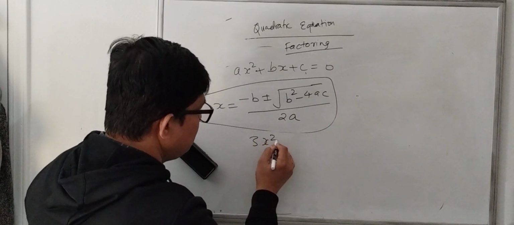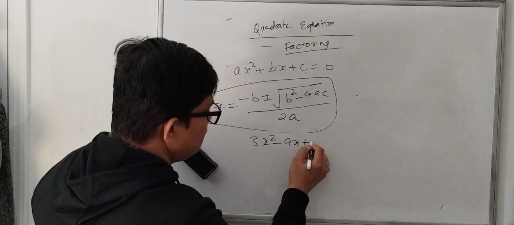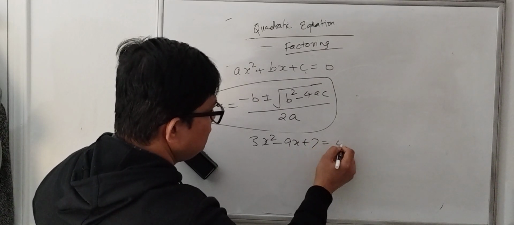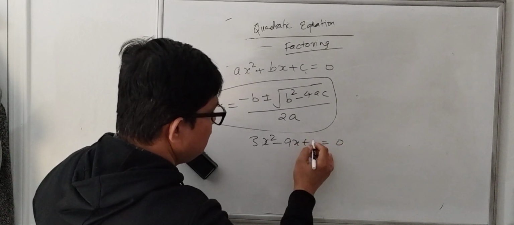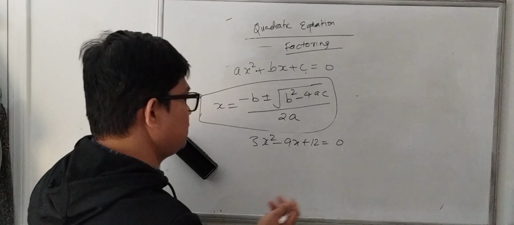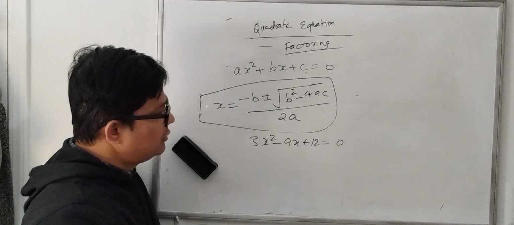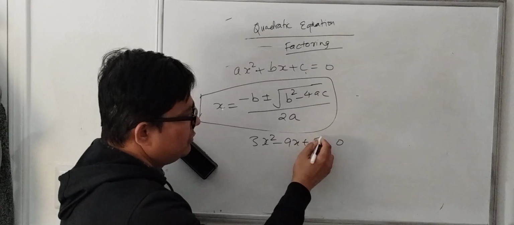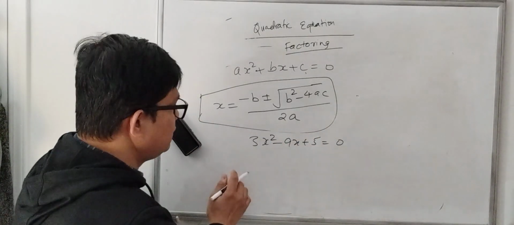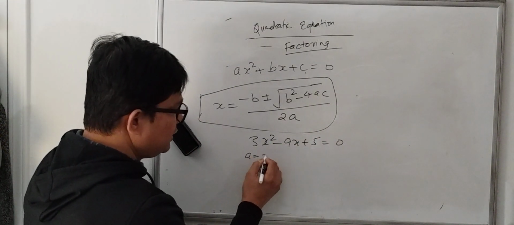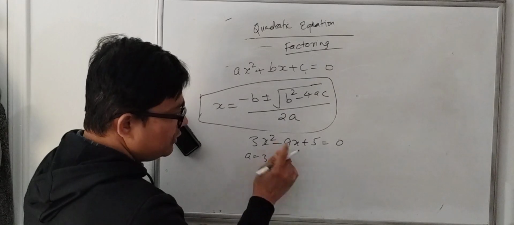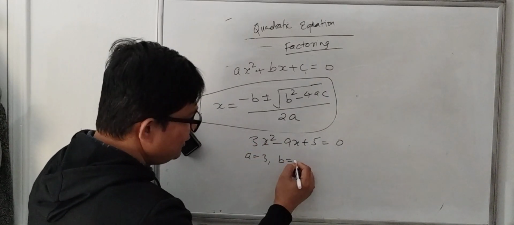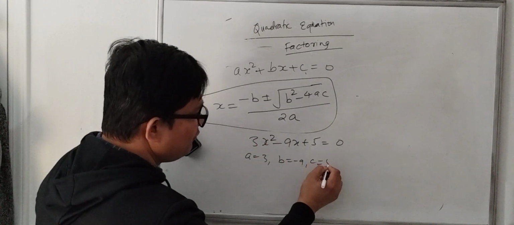3x squared minus 9x plus 7 is equal to, or maybe 12. Yeah, 12 is equal to 0. I don't take a big number. Let's take a smaller number, 5. Okay. So what is A? A is 3. B is what? Minus 9. Okay. And C is 5.